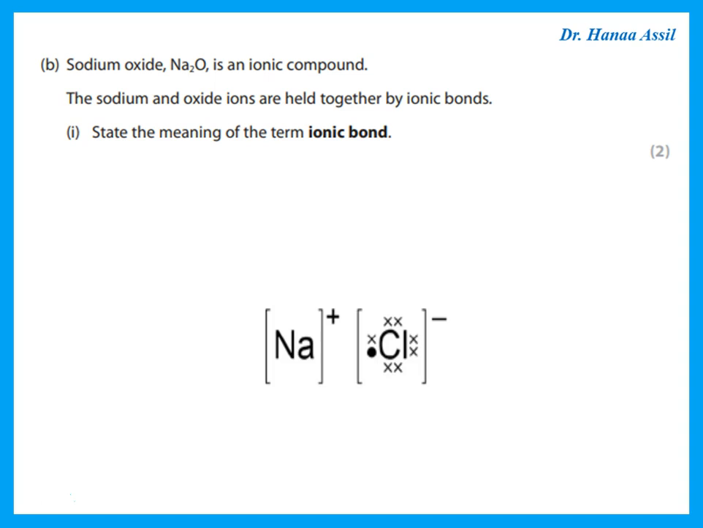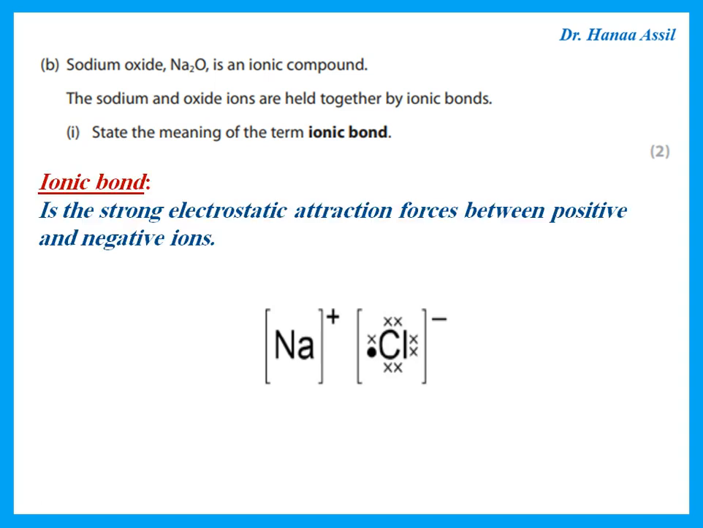If I have ions, let's say for example sodium and chloride. The sodium has 1 electron in its outermost shell. It loses it and becomes Na+. The chlorine gains 1 electron, becomes chloride ion with 1 negative. Now, what is holding them together is called the ionic bond.